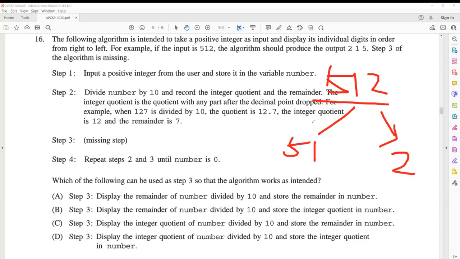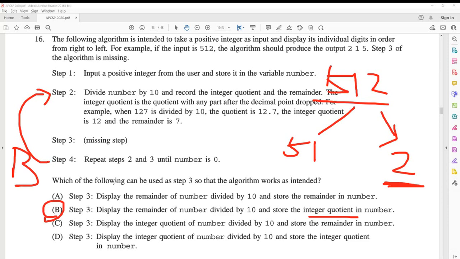Okay, the remainder, and then the missing step. This one you will repeat, going back to here to continue. So you should display the remainder, and then divide the number by 10 and store the quotient into the number. So the answer is B.